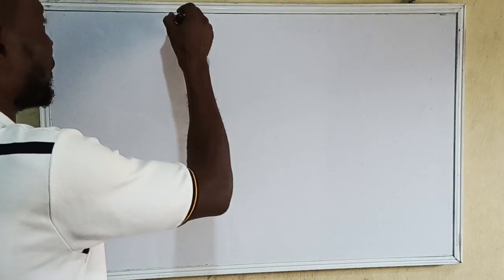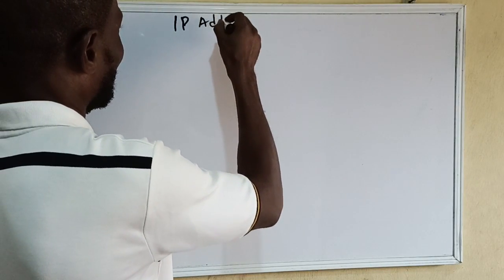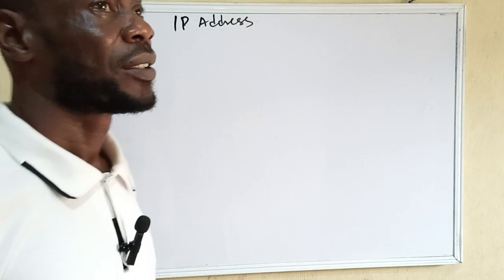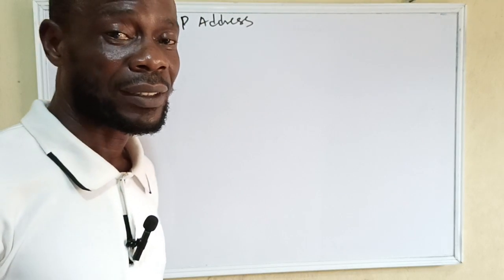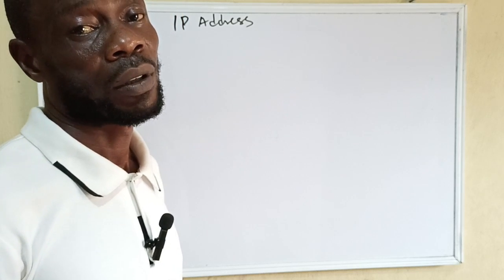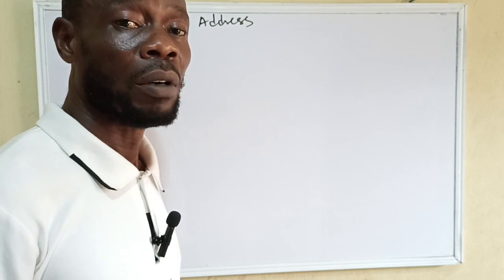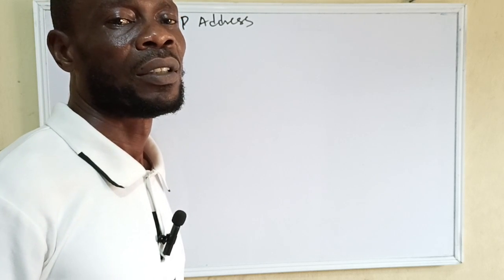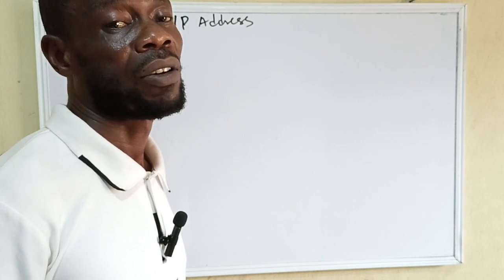IP address. IP address is a unique identifier that is assigned to every system connected to an IP network. It's a 32-bit long number in the form of decimal number format, a group of four numbers separated by dots. Each group is called an octet.